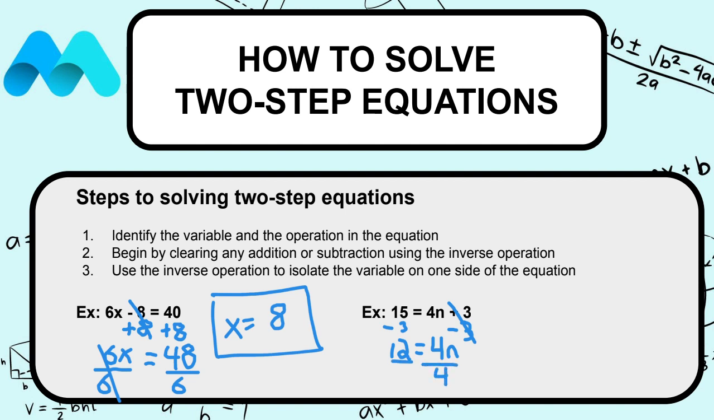And I'm going to work on the variable side first. 4 divided by 4 is 1, so we're going to cross that out. And 12 divided by 4 is 3. Again, I'm going to write my answer over here. 3 equals n. And there you have it. That, my friends, is how to solve two-step equations.